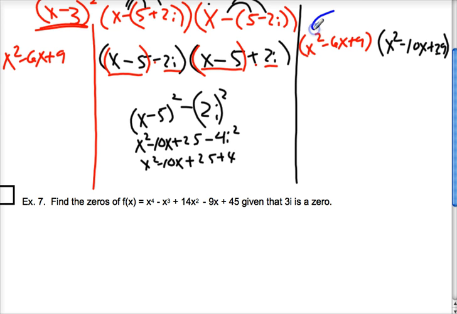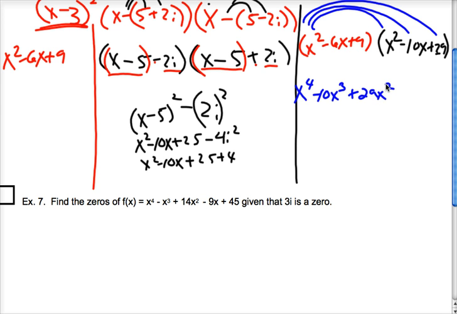here we go. x squared times x squared is x to the 4th, minus 10x cubed, plus 29x squared. Negative 6x times x squared is negative 6x cubed plus 60x squared.